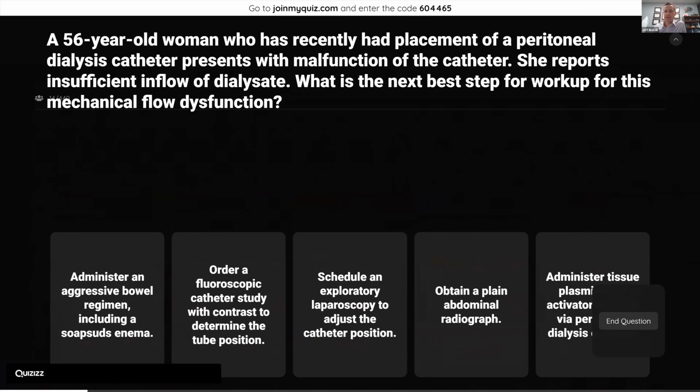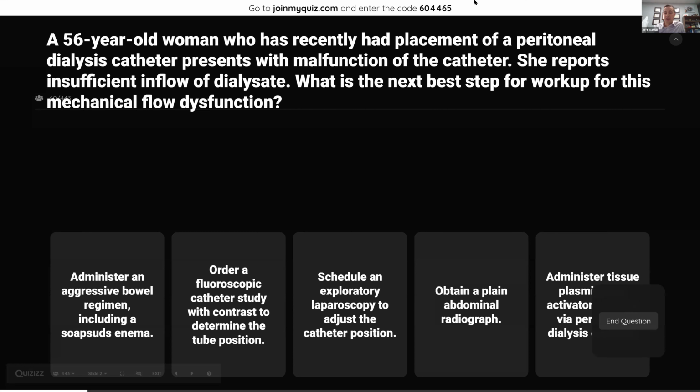Your first question is a 56-year-old woman who recently had the placement of a peritoneal dialysis catheter and presents to the office with malfunction of her catheter. She reports insufficient inflow of dialysate. What is the best step for workup for this mechanical flow dysfunction?